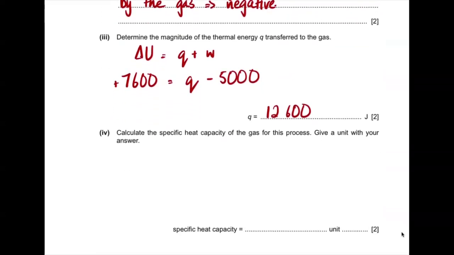Calculate the specific heat capacity of the gas for this process. Give a unit with your answer. So now you have the thermal energy, so you can use this equation.